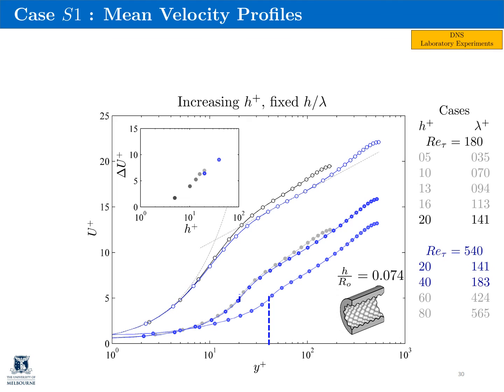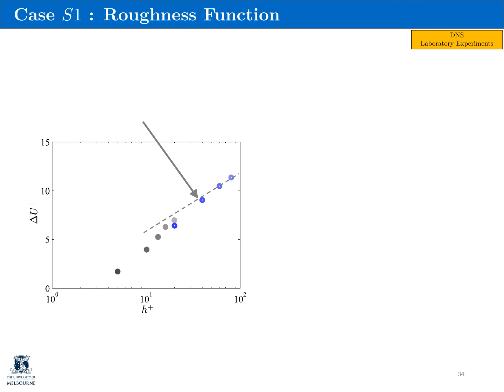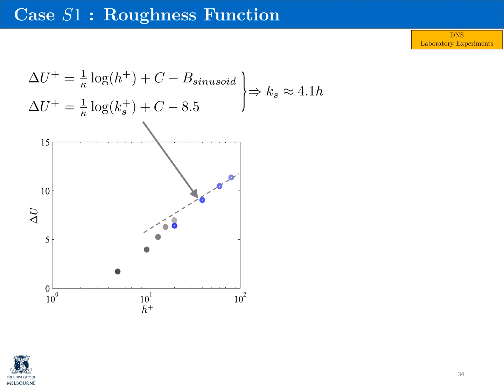Further increasing the height of the roughness elements, it appears that the flow reaches the fully rough regime when h+ equals 60. Comparing the roughness function of our sinusoidal surface in the fully rough regime with Nikuradse's uniform sand grain roughness, we obtain an equivalent sand grain roughness height of 4.1.